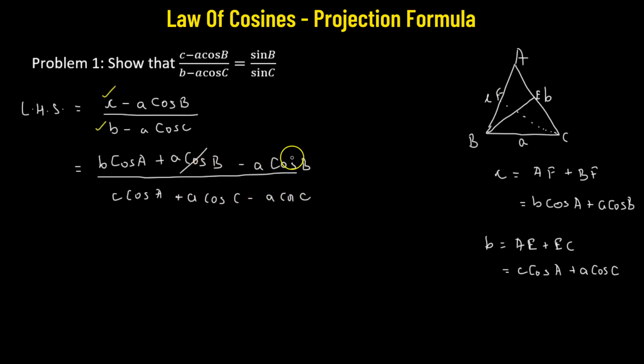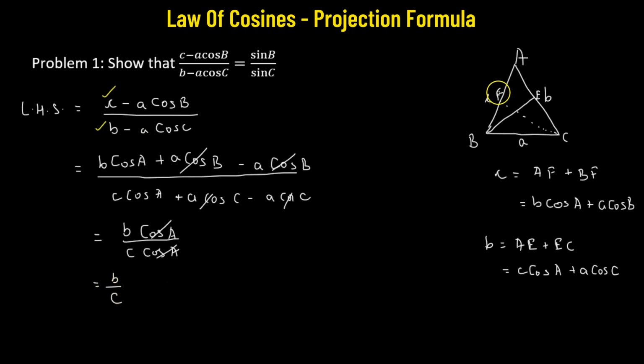So we can cancel the second and the third term in the numerator and also the second and third term in the denominator. Now we are left with b times cosine of A divided by c times cosine of A. The cosine of A gets factored out from the numerator and the denominator. Now we are left with b over c. Now for this, we have to use the law of sines.